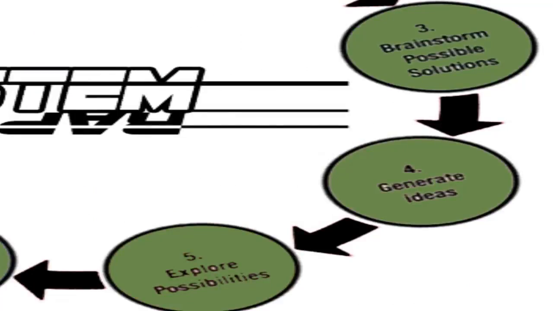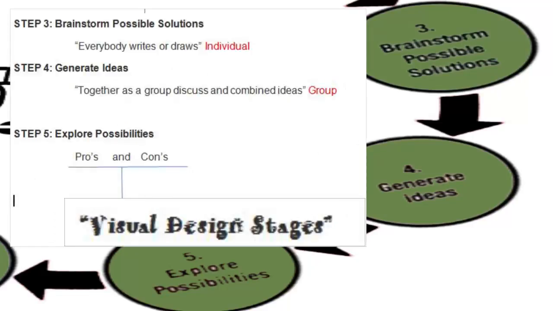Step 3, brainstorm the possible solutions. Steps 3, 4, and 5 are the visual design stages. This is where students draw. It's where they write. It's where they're thinking out loud. So step 3, brainstorm possible solutions, is individual. Each student in the group should sketch his or her own ideas on the piece of paper. They can write it out, they can label it, but it's individual is the big thing for step 3. Everybody draws. Everybody writes. That's the Lemov technique there.